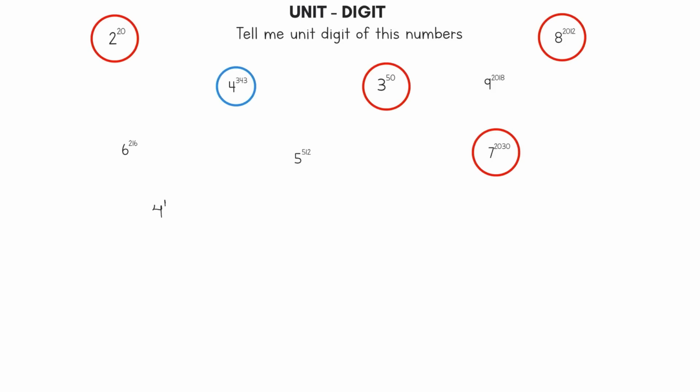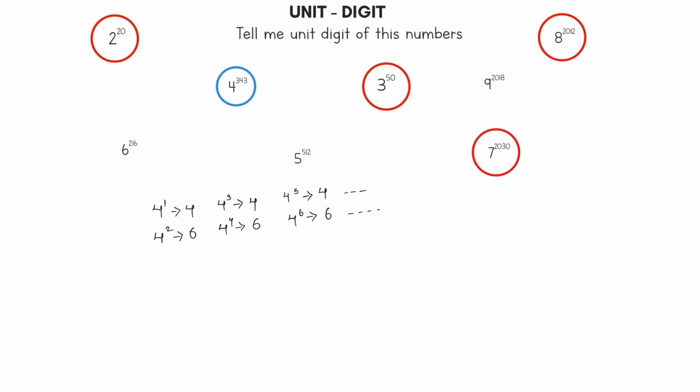What is 4 raised to 1? 4 raised to 1 is equal to 4, correct. What is 4 raised to 2? 4 raised to 2 is equal to 16. The unit digit here is 6. What is 4 raised to 3? 4 raised to 3 is equal to 64. Unit digit 4. 4 raised to 4 will again have a 6. 4 raised to 5 will have a 4. 4 raised to 6 will have a 6, and then so on. It will just keep going like this.